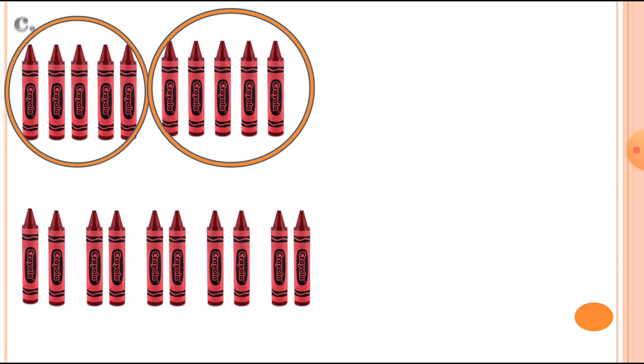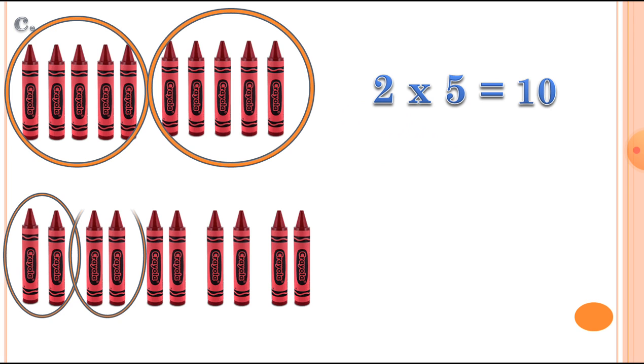And how many crayons in each group? So there are 5 crayons in each group. So our multiplication sentence will be this way. There are 2 groups and each group has 5 crayons. 2 5s are 10.